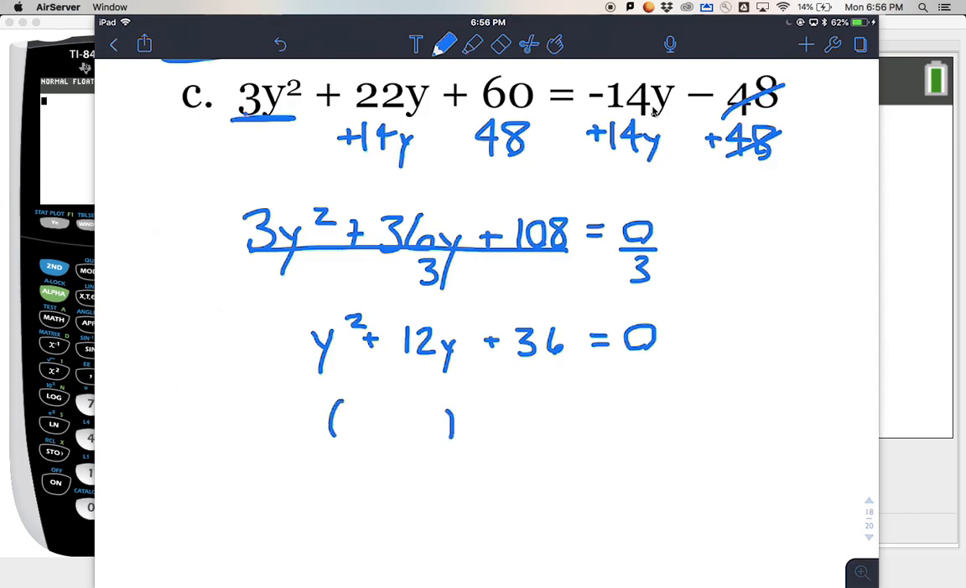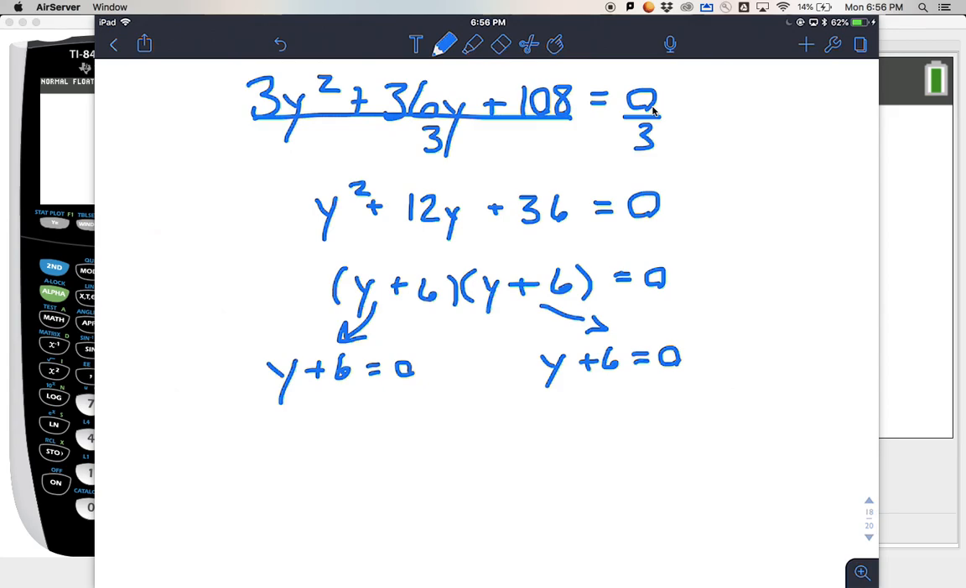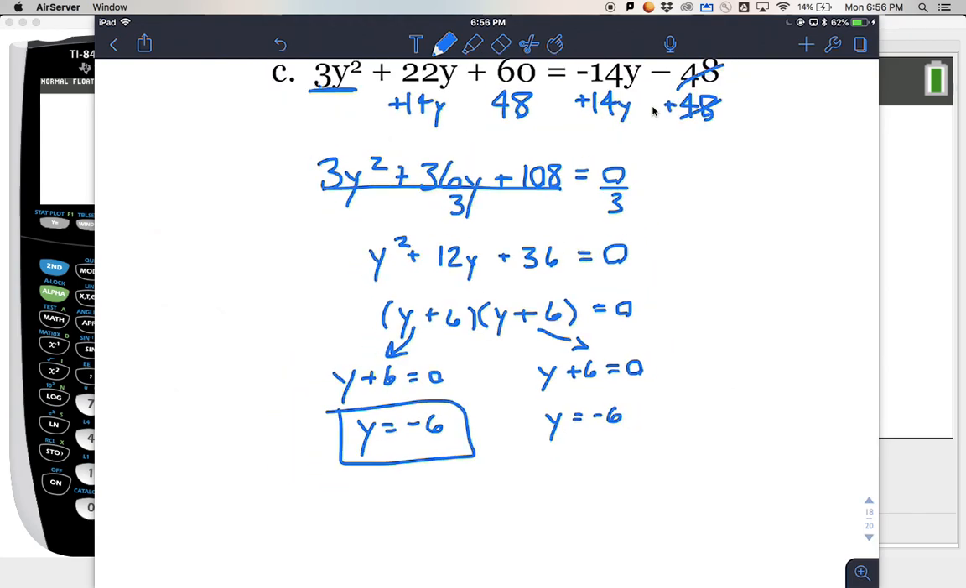And then we're going to factor from here. So what was that going to be? y plus 6 and then y plus 6. You could also write that as y plus 6 squared, but we'll leave that as y plus 6 right there. And we'll split it up into our two cases. y plus 6 equals 0, and then y plus 6 also equals 0. So that's y equals negative 6 and y equals negative 6, which really just means there's only one solution here.